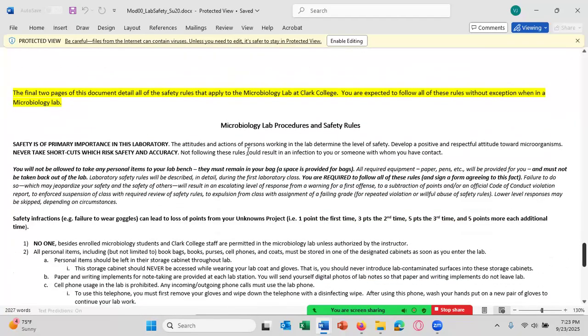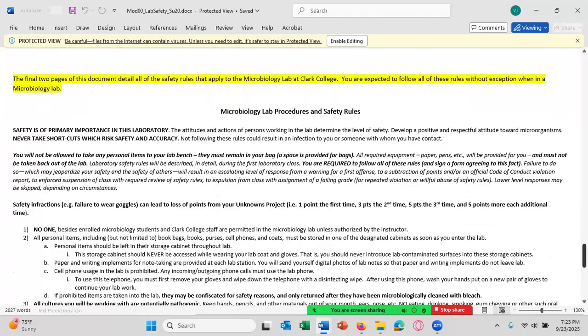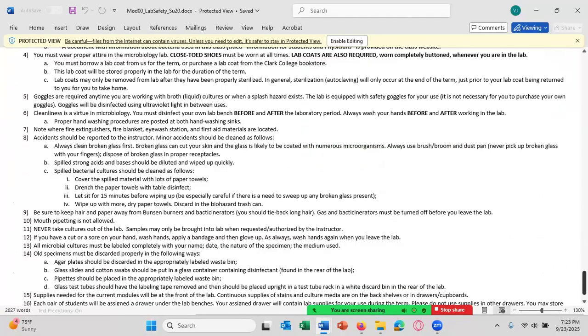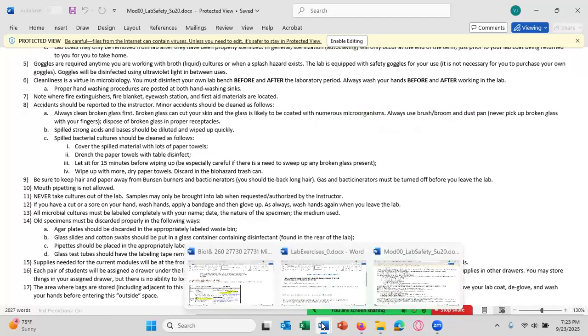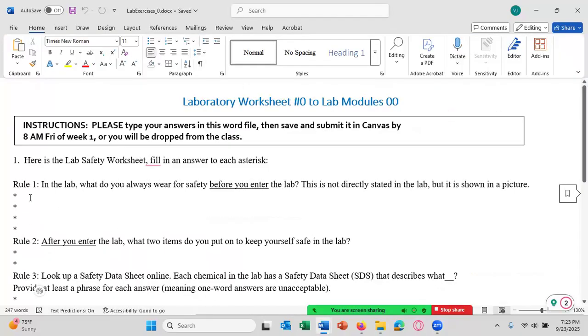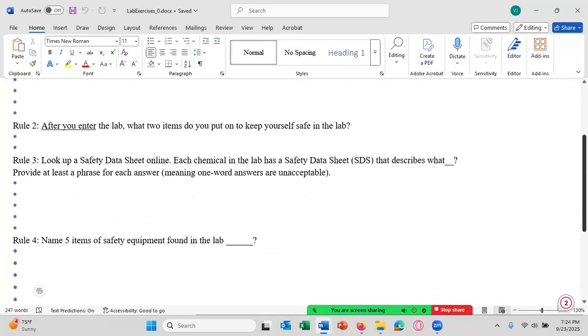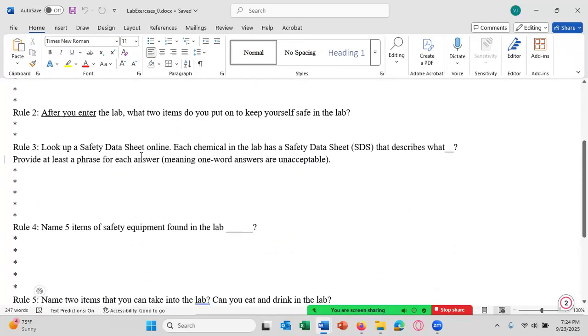All right, I've already talked about lab procedures and safety rules. Any questions about the lab? If not, let's go to the worksheet. I'm going to go through the worksheet. I've already talked about rule 1 and rule 2, so I'm not going to talk further. Do you have a question about rule 1 or rule 2? No. All right. Rule 3, look up the safety data sheet. Oh wait, actually I do have a question.